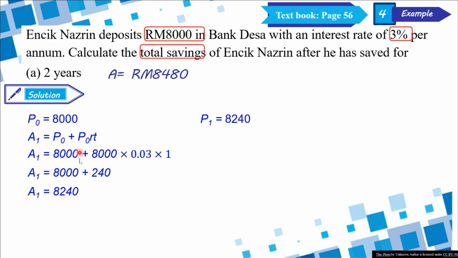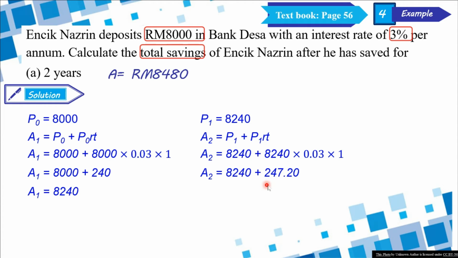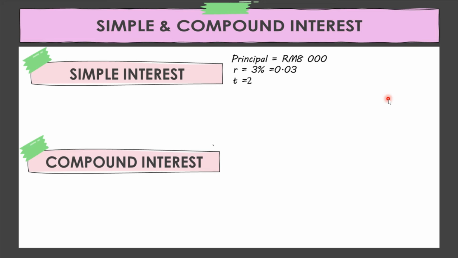Okay, so then we repeat the process again. If you want to find the final amount of the second year, we just take A equal to P plus PRT. So here is 8,240 plus 8,240 multiply 0.03 multiply 1. Then this equals 8,240 plus 247.20. From here, this is the interest at the end of the second year. So the total amount at the end of the second year is 8,487.20. If we follow to the next year, the next principal will be 8,487 ringgit 20 cents.